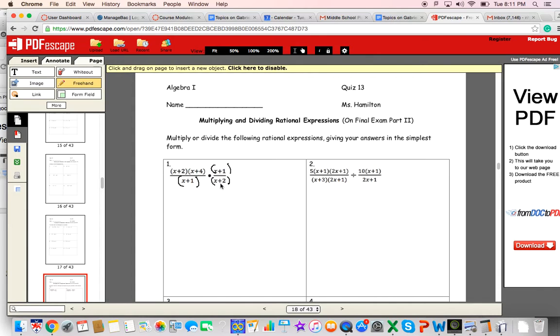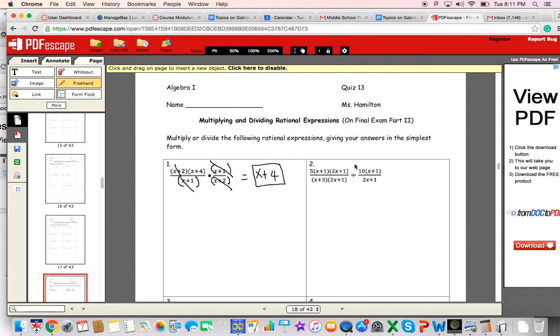So with that said, now we can start cross-canceling things. So for example, there's an x plus 1 over here, there's an x plus 1 over here. We can cross off those factors. There's an x plus 2 over here, and there's an x plus 2 over here. We can go ahead and cross those off as well. And then we're left with just x plus 4. And that's actually our answer. We have simplified. All right, so there we go.